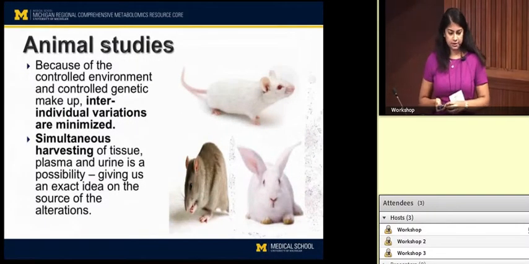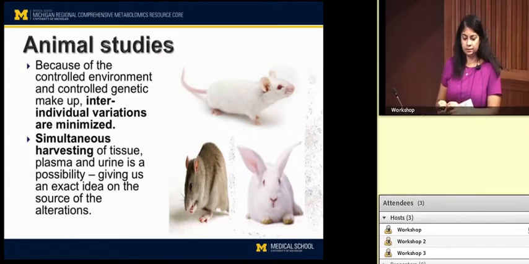Second model system is the animal studies. These are another great way to look at things. A lot of interventions can happen in the system. A lot of inter-individual variations are minimized because these are all usually from one single genetic background, and you are controlling the diet and the environment. Therefore, you have well-defined differences between the cohorts. The other thing that this allows us to do is simultaneous harvesting of plasma, urine, tissue. Therefore, it gives you an entire picture of the model system.